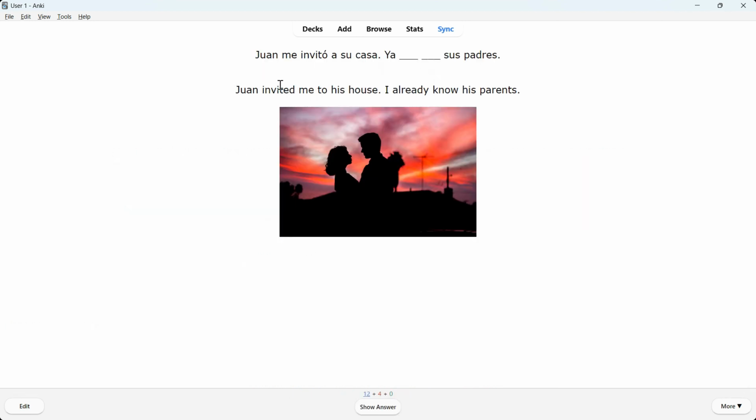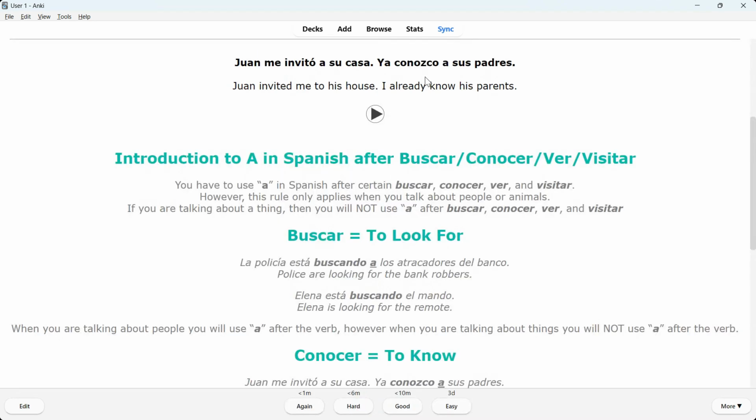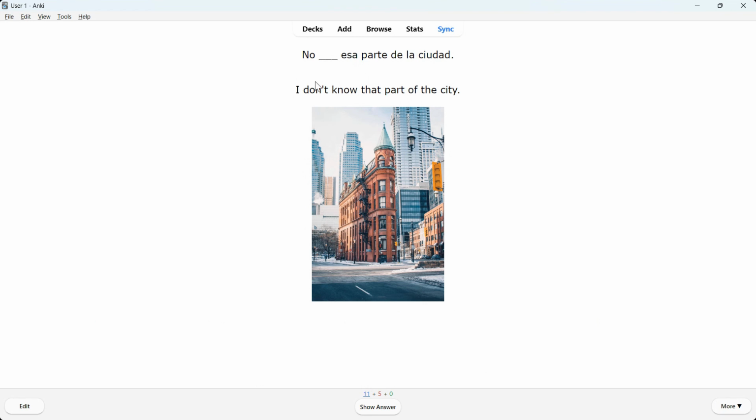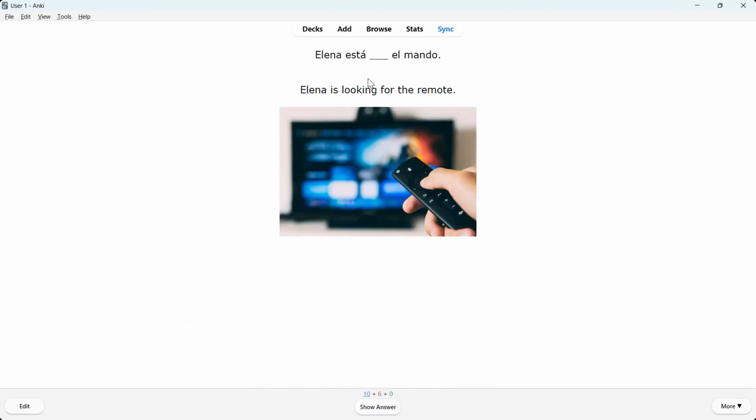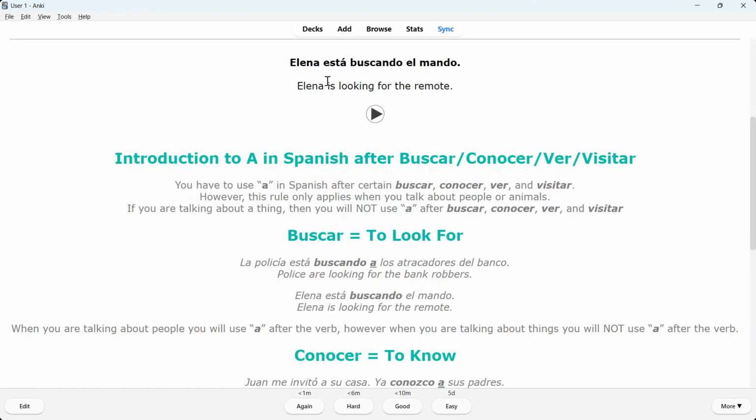And we have another one. Juan invited me to his house. I already know his parents. People. Juan me invitó a su casa. We can do another one. I don't know that part of the city. No conozco esa parte de la ciudad. And let's do one more. Elena's looking for the remote. Elena está buscando el mando.